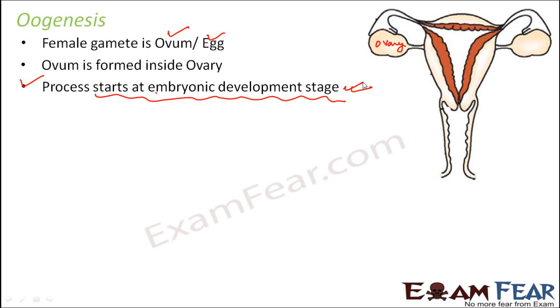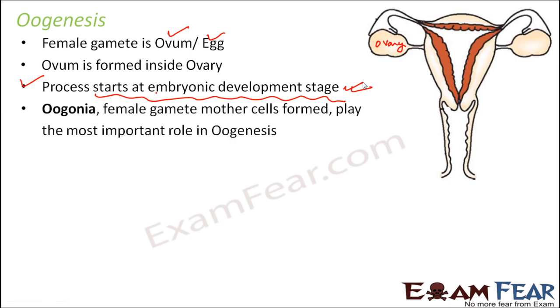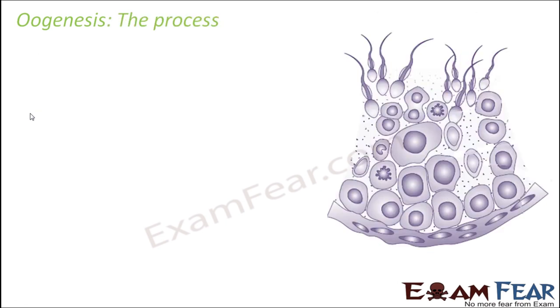So that's about oogenesis. Now in oogenesis, oogonia, that is the female gamete mother cell, play the most important role. Just as in spermatogenesis we had the male germ cells, in a very similar way here we have oogonia, which is called the female gamete mother cell because it gives birth to the female gamete. So this is going to play the most important role. Now we will see how oogonia is formed and how oogonia gives rise to the egg cell. So now we will talk about the process of oogenesis.